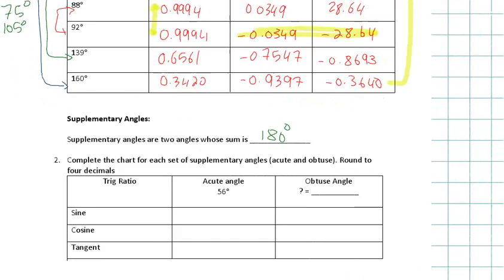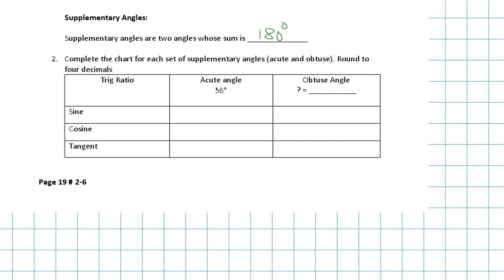Let's do an example here. So, acute angle is 56. I want you to find sine 56. What do you get? 0.8290. Cosine? 0.5592. And tan? 1.4826. Right? What is the supplementary angle for 56?